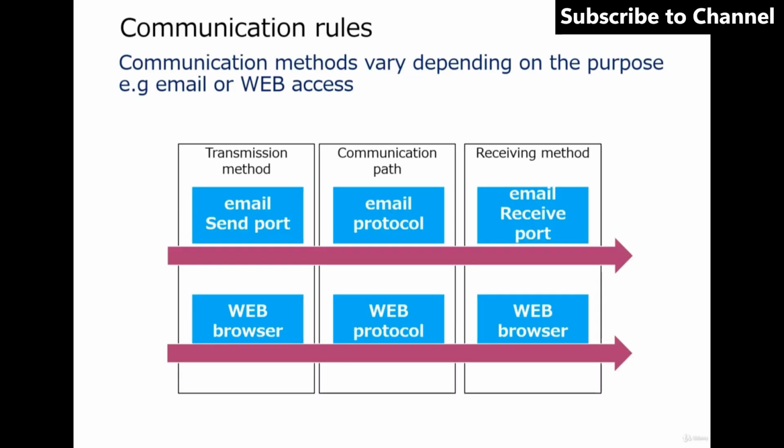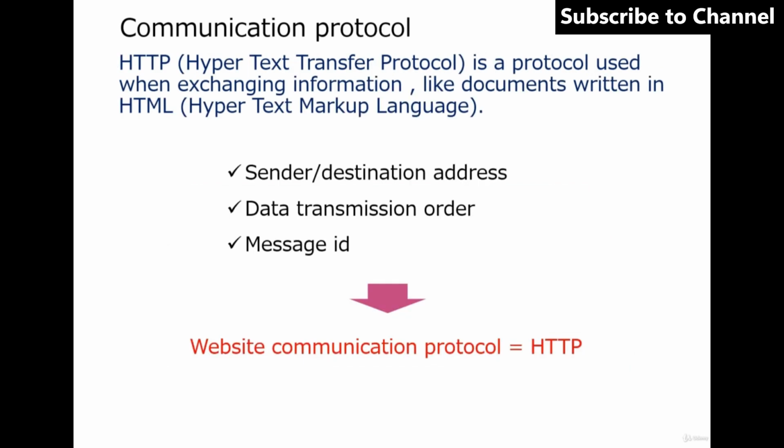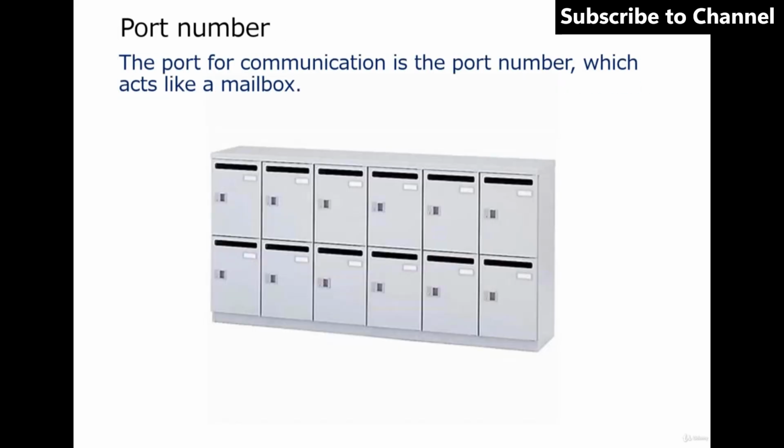In this way, each protocol is specified for various communications over the internet. There are rules for email and rules for the web. As covered in a previous lecture, HTTP is the communication protocol used to communicate with websites. In the same way, we use port numbers to determine where the data should be delivered to.